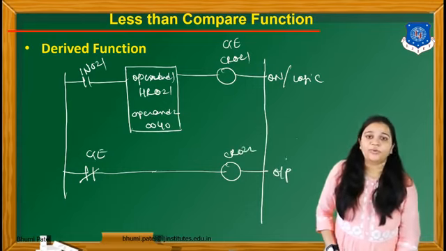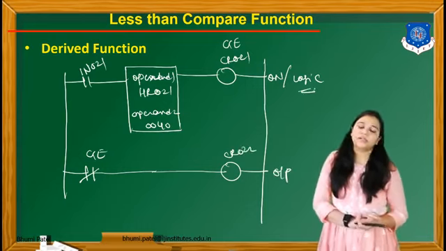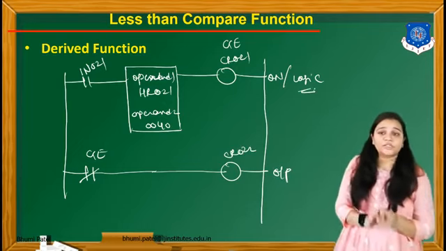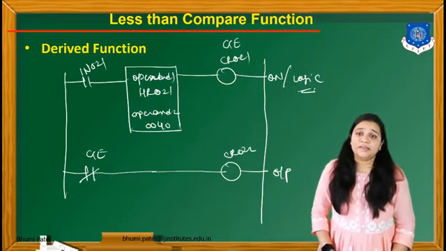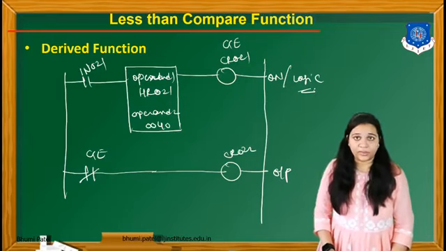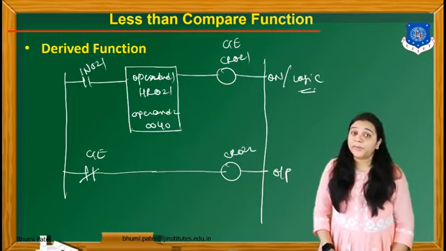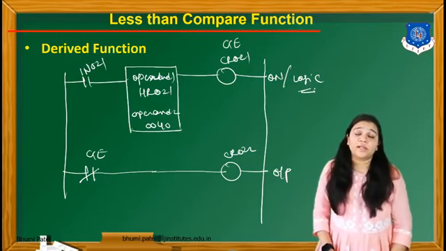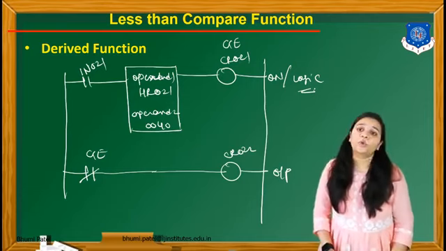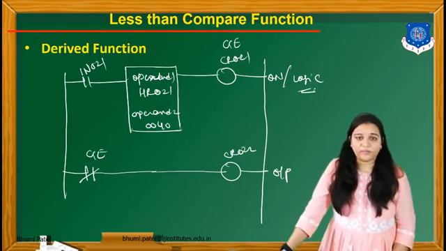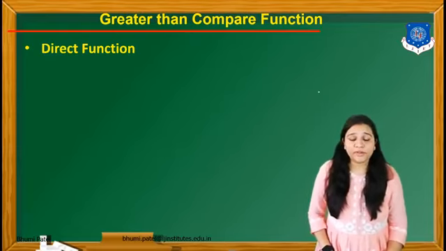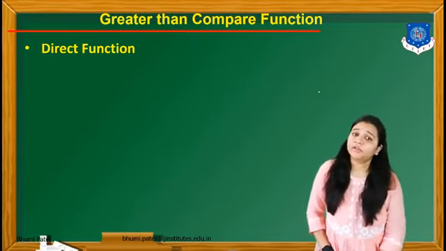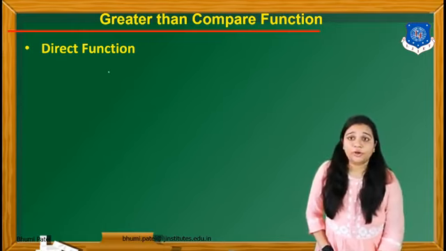So this is my output rung and this is my logic rung. If the number is not greater than or equal to, that time this number is always less than the other number. Okay, so this is the less than compare function. We use the greater than or equal to basic function to derive the less than compare function. Now, next one is the greater than compare function. So what is the direct function of greater than compare? Simply we take one input signal.